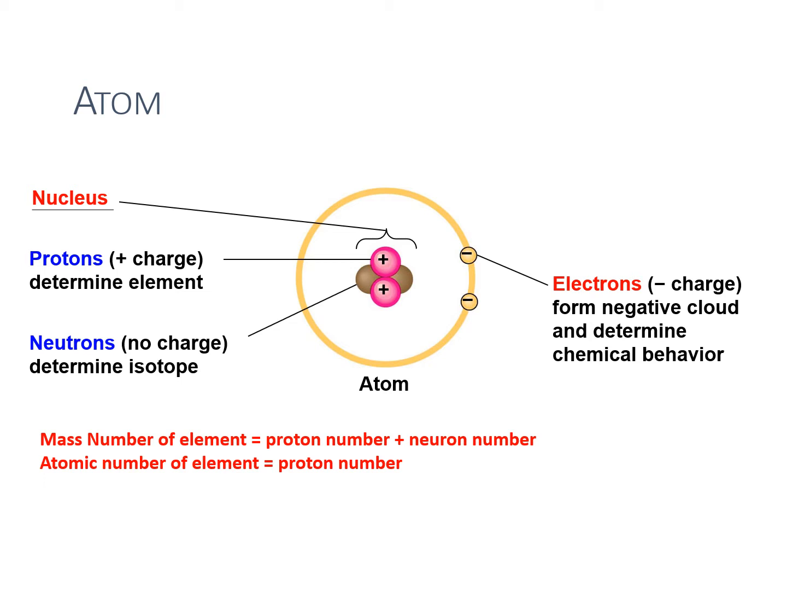It says here that the mass number of an element is equal to the number of protons plus neutrons, and then the atomic number of an element is the proton number.